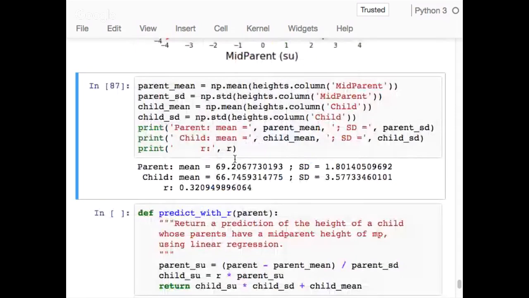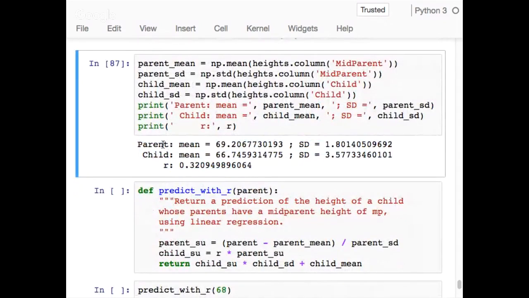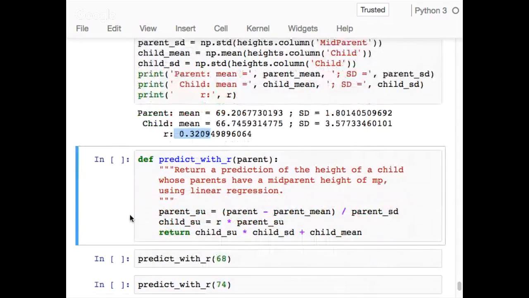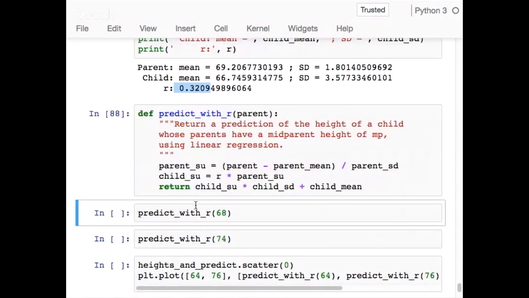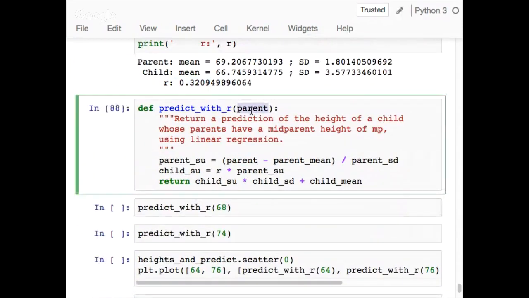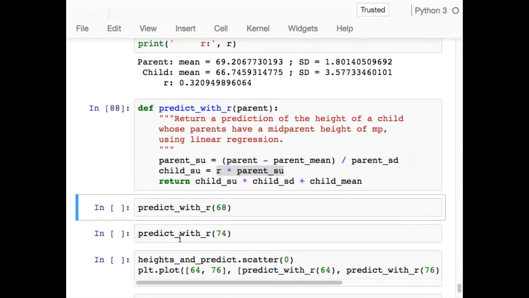Let's take a look. I took in both data sets, taking the average and the standard deviation of the parent heights, the average and the standard deviation of the child heights, and here's the r. This lets us write a function called predict with r. The way we use this function is we pass in a parent height in original units. It converts that parent height to standard units. Once we have it in standard units, the y value in standard units is just r times that. So we do r times the standard units, and then we convert that back to child height. So we have here a function that will do some predictions for me.